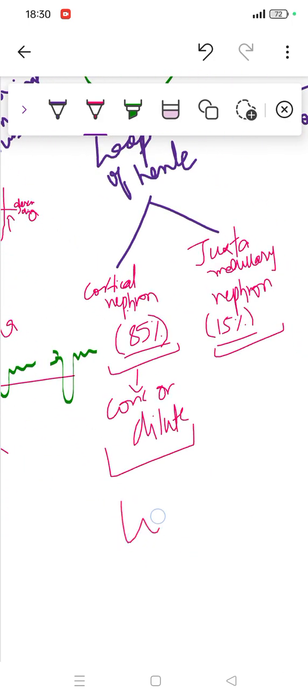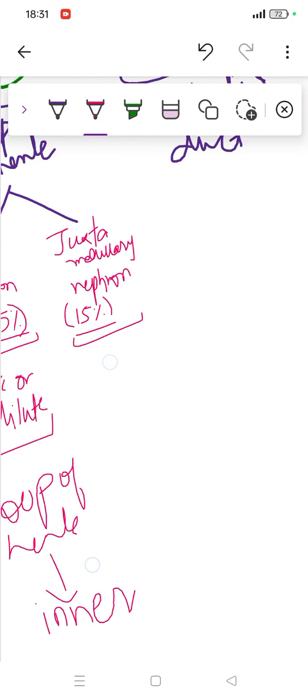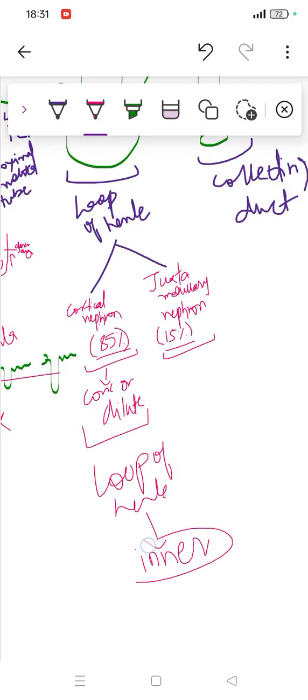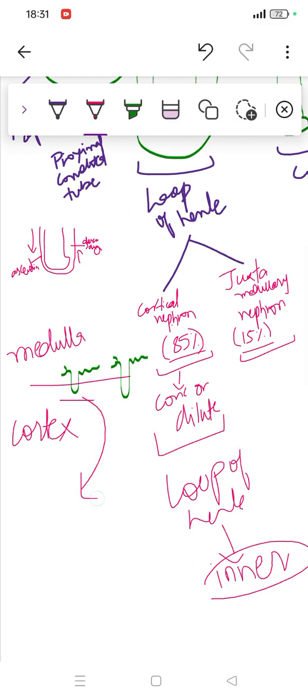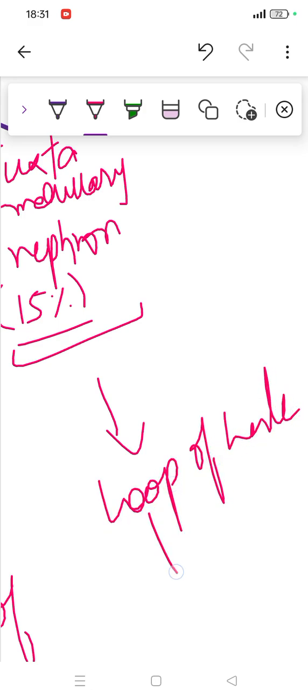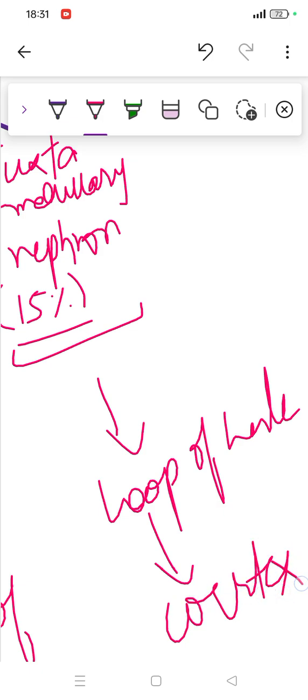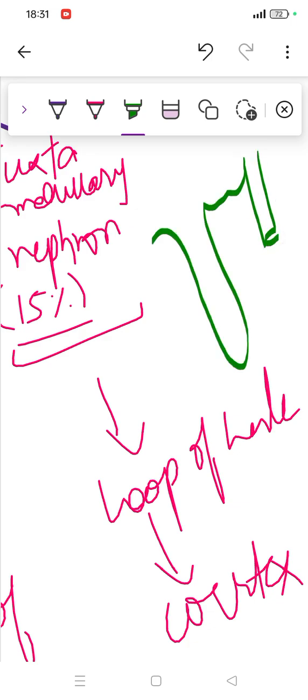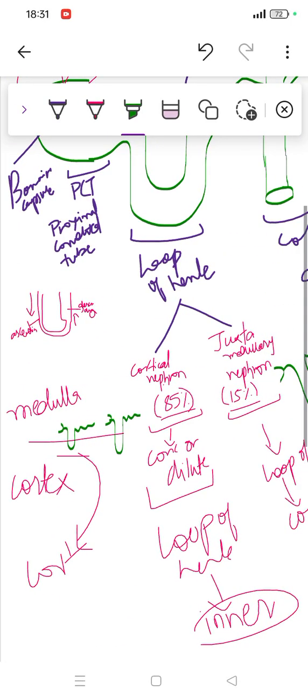This loop of Henle is quite inner, present further down, in the juxtamedullary nephron. In the cortical nephron, the loop of Henle is short and only present a little in the cortex region. The juxtamedullary has more of the loop of Henle present, extending into the medulla region. So the loop of Henle becomes long like this, with the collecting duct and Bowman's capsule like this. I hope it is very clear.